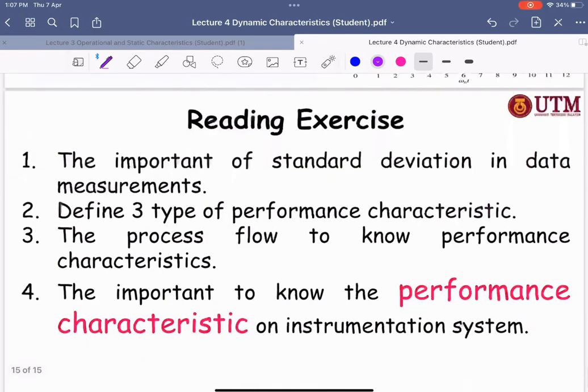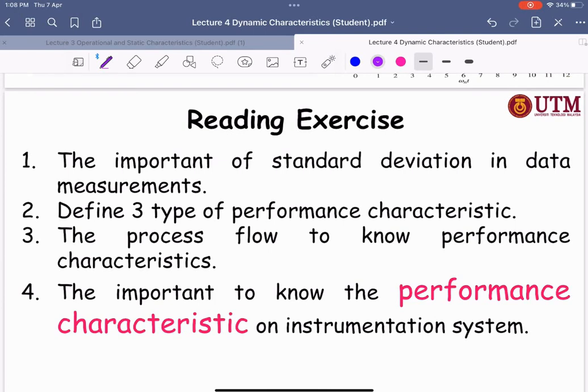Alright, the last one is the reading exercise. What is the standard deviation? We learned about it last week. What are the three types of performance characteristics? We have three: operational, static, and dynamic. What is the process flow to know the performance characteristics? First of all, we need to know our requirements, so we need to know the range and so on.